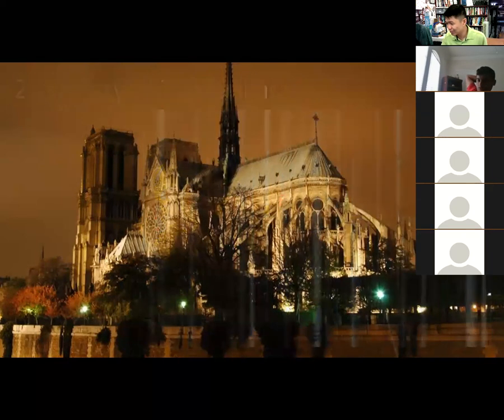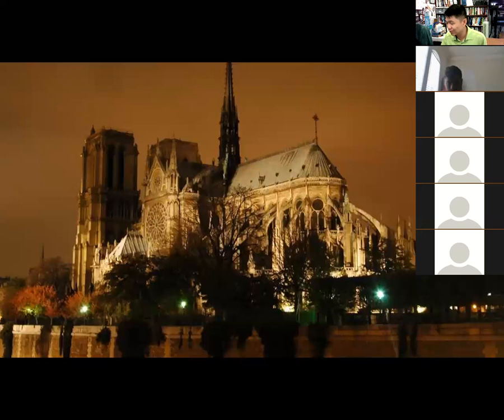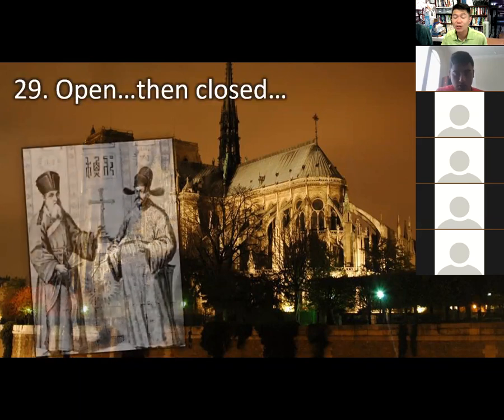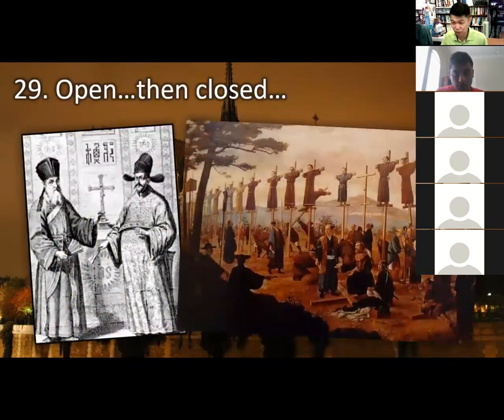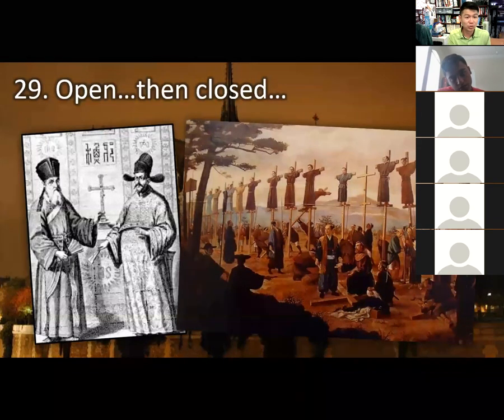And then lastly, which statement best describes treatment of Christian missionaries by both China and Japan? Both were initially welcomed, but later on, access was closed. Access was closed, particularly with the persecution of Catholics in Japan as well.